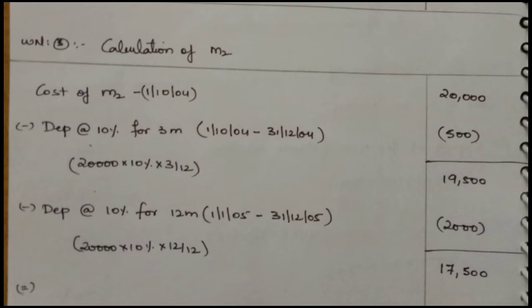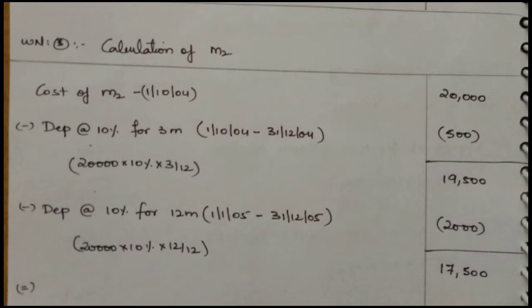Okay, so next, machinery 2. See at step 1, that is the line format. In the line format, what is happening for machinery 2? In the year 2004, on 1st October you are purchasing machinery 2 for rupees 20,000. So the cost of machinery 2 as on 1st October 2004 will be 20,000, and for this 2004 year you will take the depreciation only for 3 months. See, after October you are getting the due date for depreciation, that is 31st December 2004.